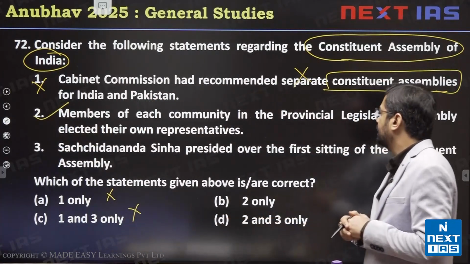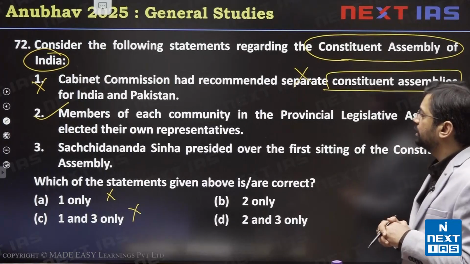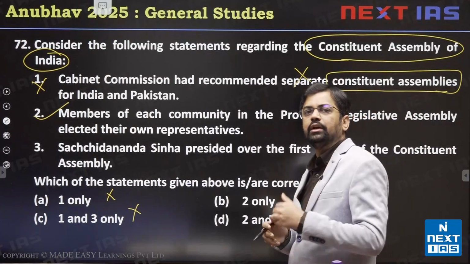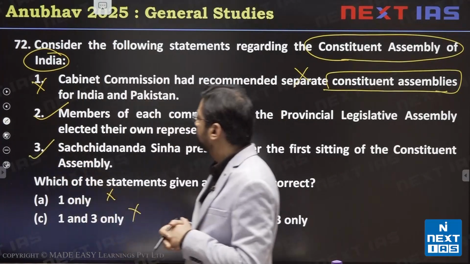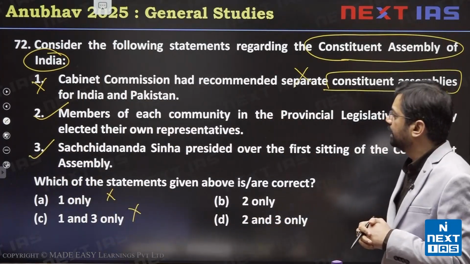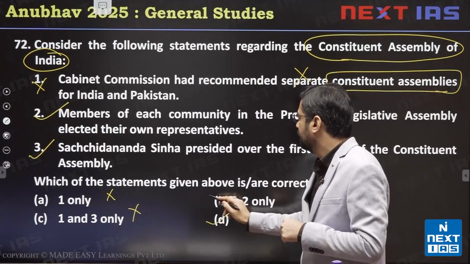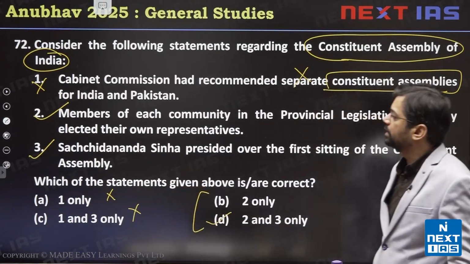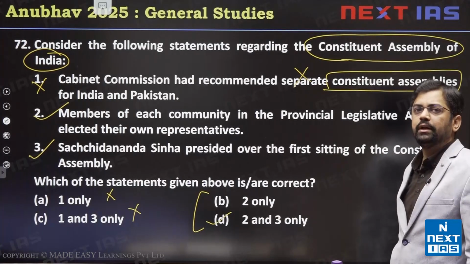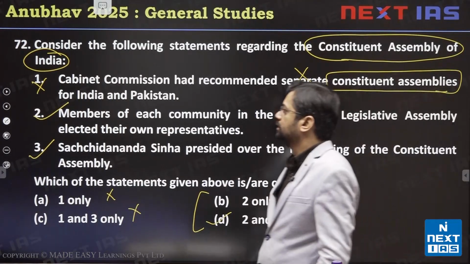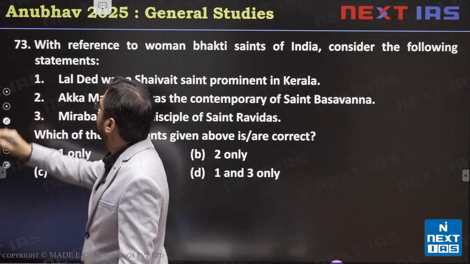Sachchidananda Sinha presided over the first sitting of the Constituent Assembly, and as you know, later Dr. Rajendra Prasad became the president. So, the second and third statements, both are correct. So, the answer is D. As I said, you can easily eliminate, because if you know the first very basic statement, you can go along with this question. Moving to the next.